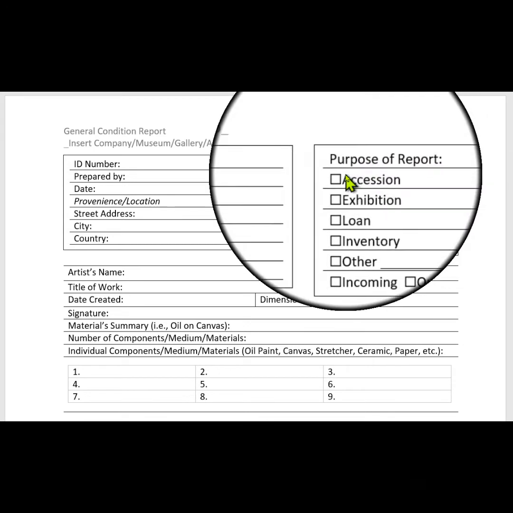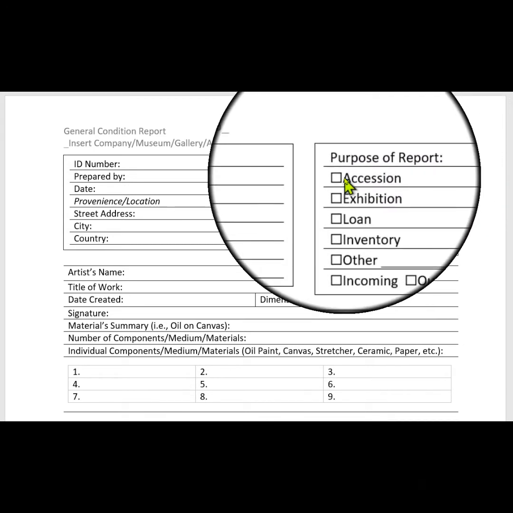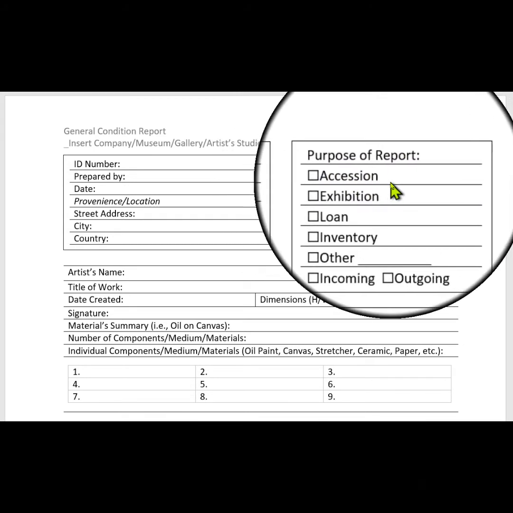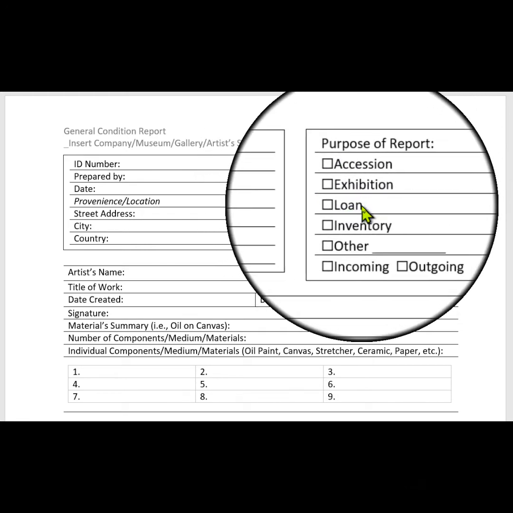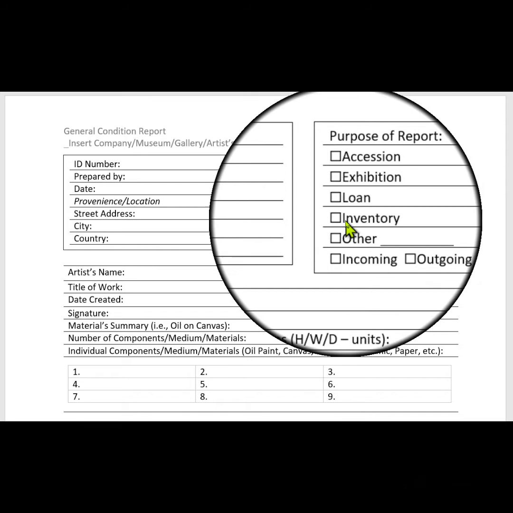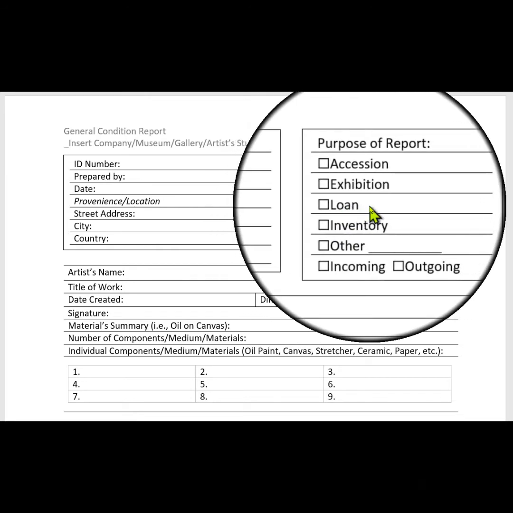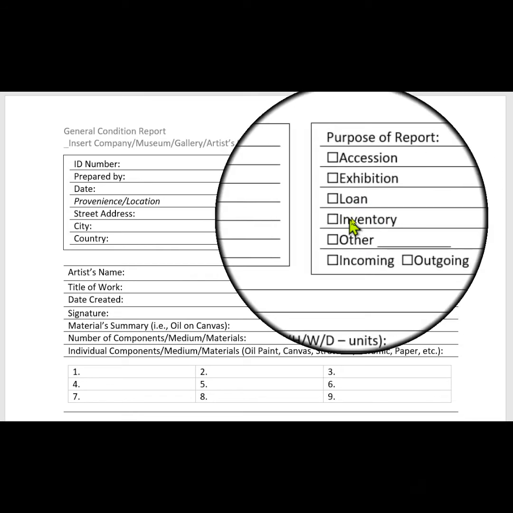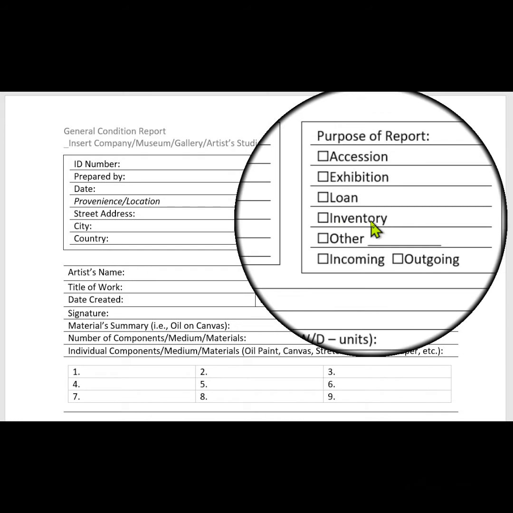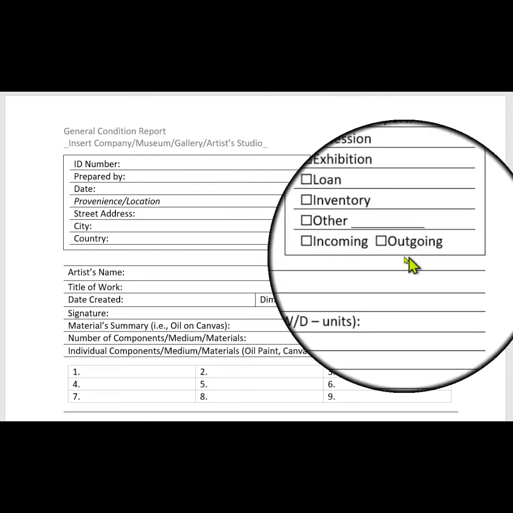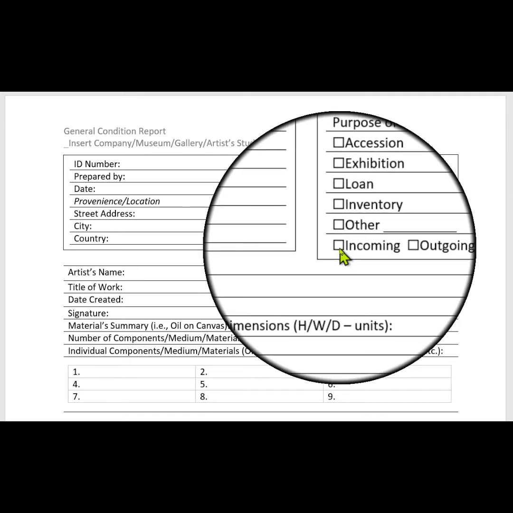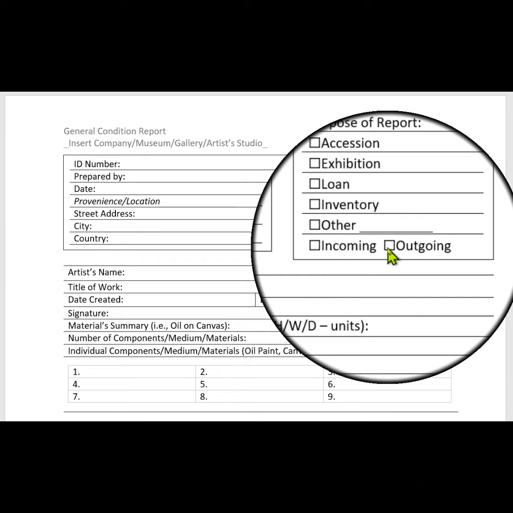I also like to identify the purpose of the report, whether this is for an accession or an acquisition, an exhibition, whether it is on loan from another gallery, for sales, potentially. Of course, annual inventory is important. And then there is an option for other. Finally, in this box, we can indicate whether this is an incoming item or an outgoing item.